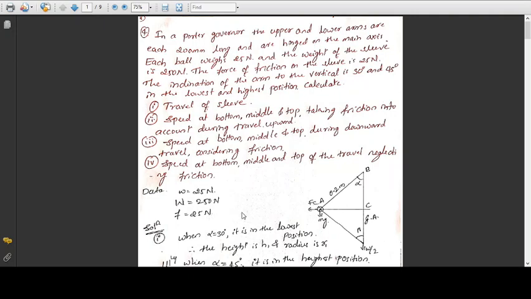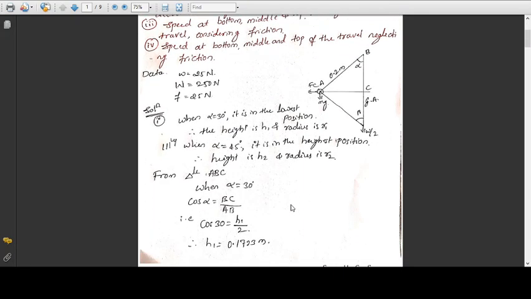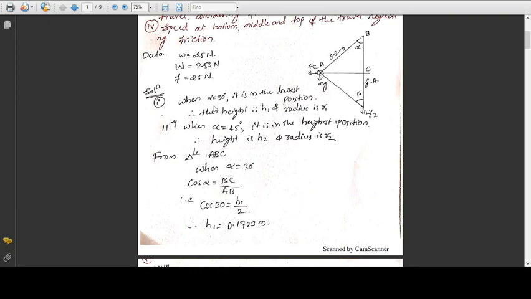Before starting with the actual solution, you need to draw the schematic representation of the governor. Here the upper arm and lower arm are hinged on the same axis, that is on the governor axis. So you can say that alpha is equal to beta here. Then moving further, when alpha equal to 30 degree, that is when it is in the lowest position, at that time we can take height as h1 and radius as r1. Similarly, when alpha is equal to 45 degree, that is when it is at the highest position, at that time we can take height as h2 and radius as r2.